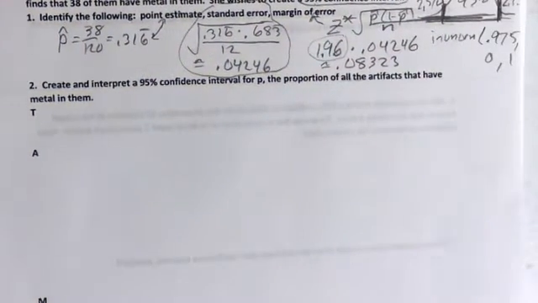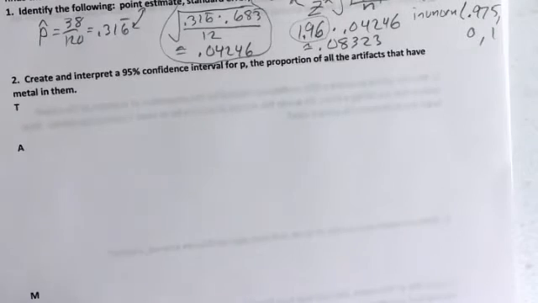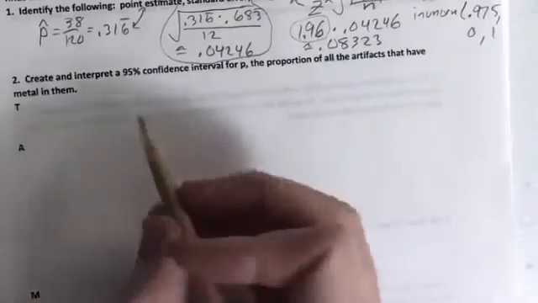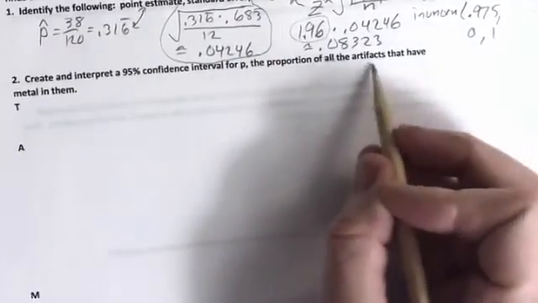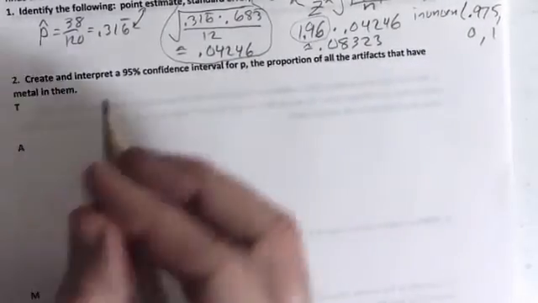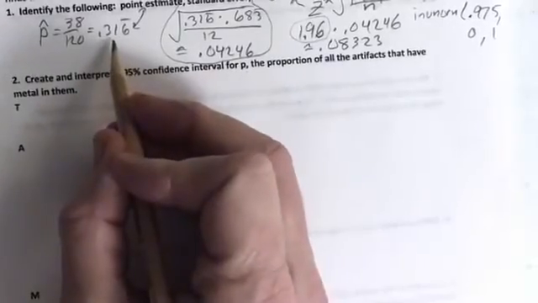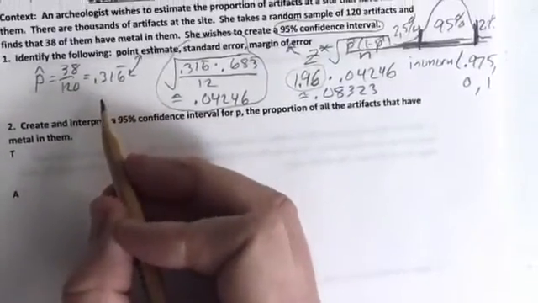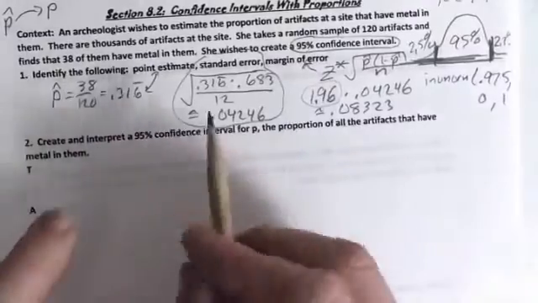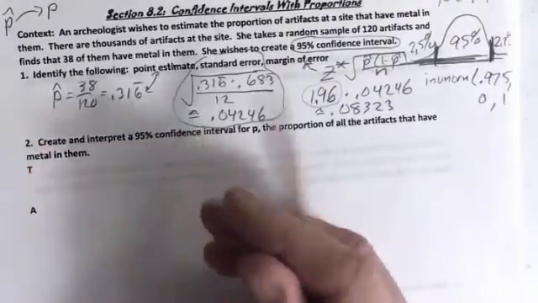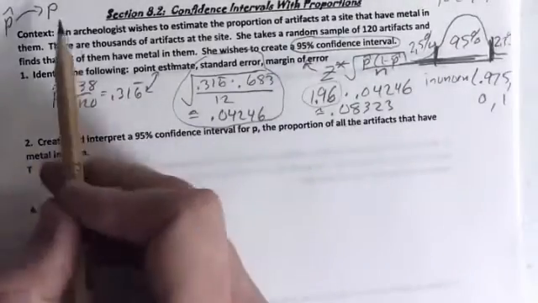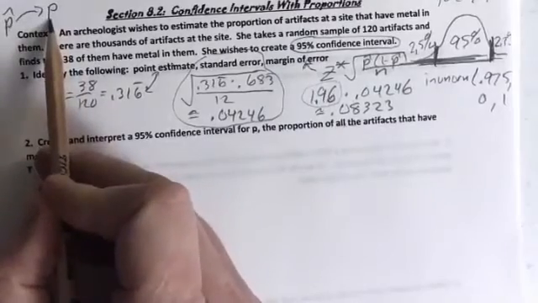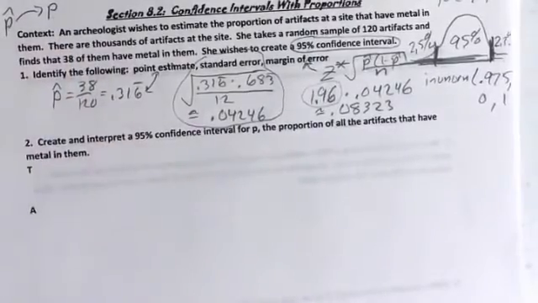So now here's how you create a confidence interval. We're going to create a confidence interval for P, the proportion of all the artifacts that have metal in them. Our estimate is 0.316 repeating. But what we're going to do is make an interval around it. And then we're going to say we're reasonably confident the population parameter is in that interval. And so that's sort of the theory behind it.